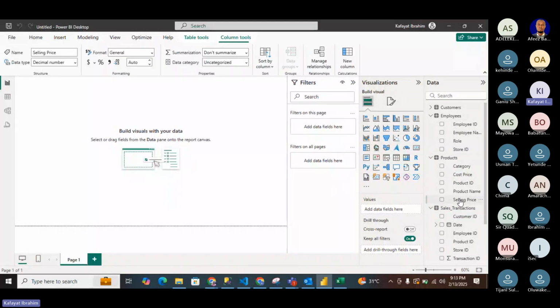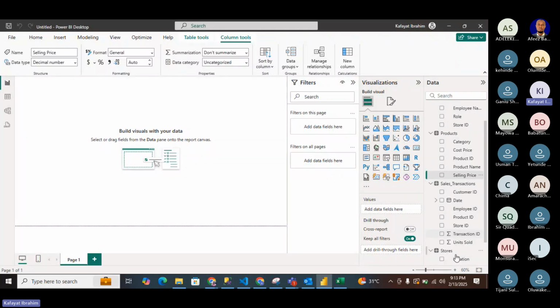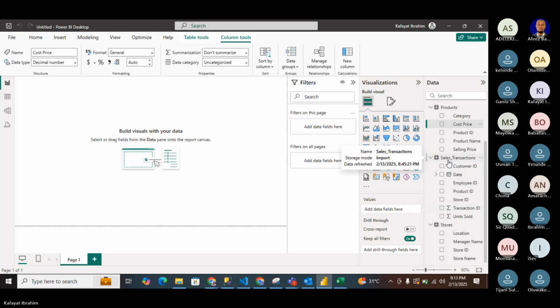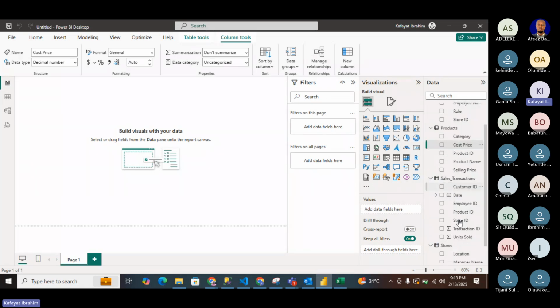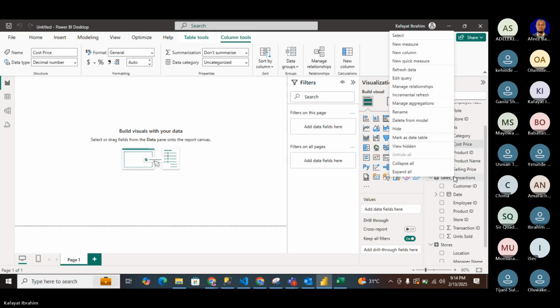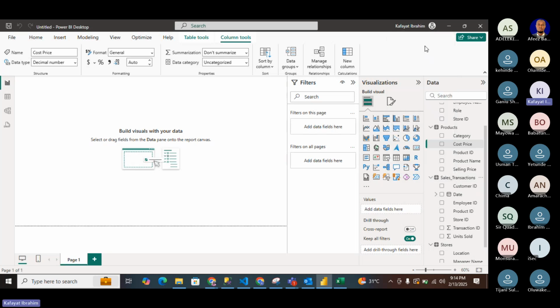Okay. We have selling price. We have units sold. We have cost price. We have product name. I think everything we need is here. Then the last thing I think we'll do is total transaction. How can we calculate total transaction? We can get that using our transaction ID. So I think I'll just create a single DAX measure inside my sales transaction. Let's go.